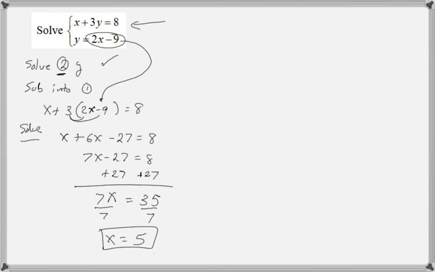The original system here had two equations with two variables, so I know that my solution has to have not just an x value, but also a y value at the same time. To get that, I can substitute that value of x into either one of the original equations. And substituting back into the second equation, y equals 2x minus 9, is nice because that equation, again, is already solved for y.